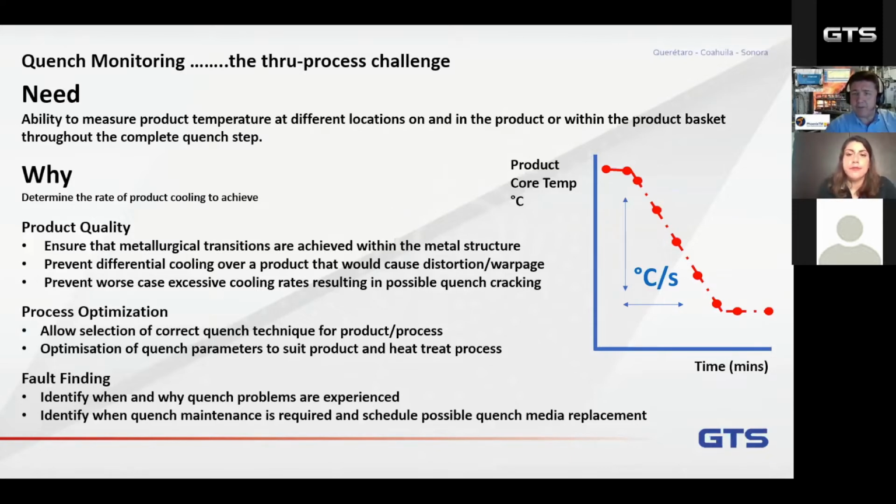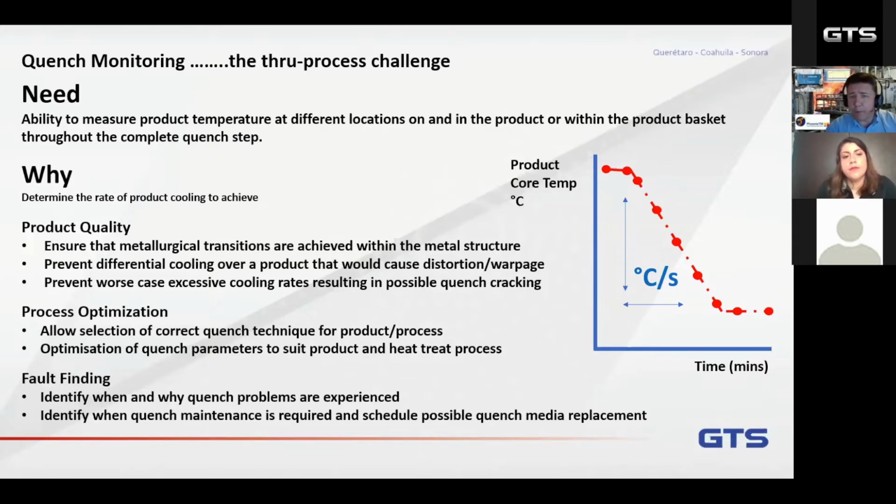So we need to understand whether all of our product is cooling at the same rate, because if it isn't, firstly, we may not get the metallurgical properties of the product we're trying to achieve, which is critical to its physical quality or its performance when it's being used as that product.